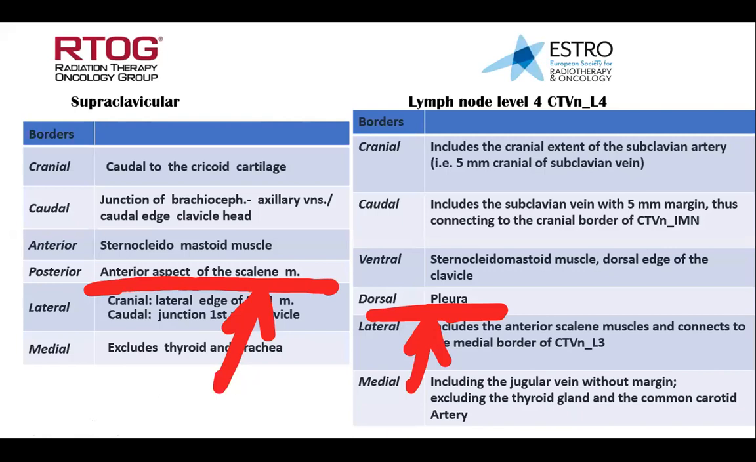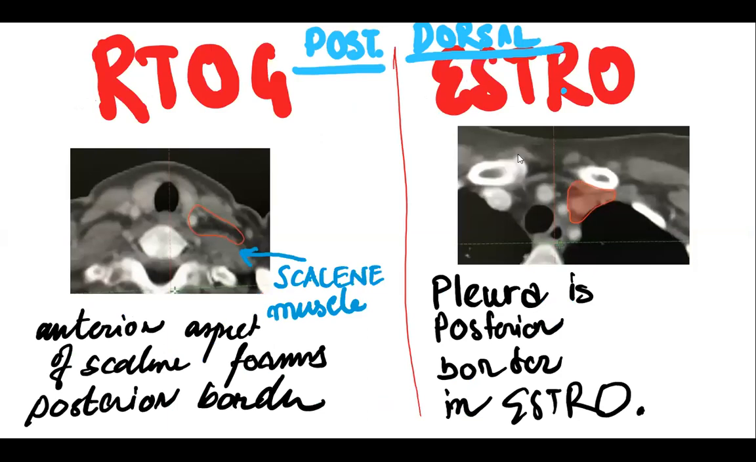So now coming to the posterior border. It is the anterior aspect of the scalene muscle. That means we don't include the scalene muscle in our RTOG supraclav. But in ESTRO we will include till the pleural surface. So in RTOG this is the scalene muscle, so my posterior border would be just anterior to the scalene muscle. And coming to the ESTRO CTV, we will take it till the pleura.